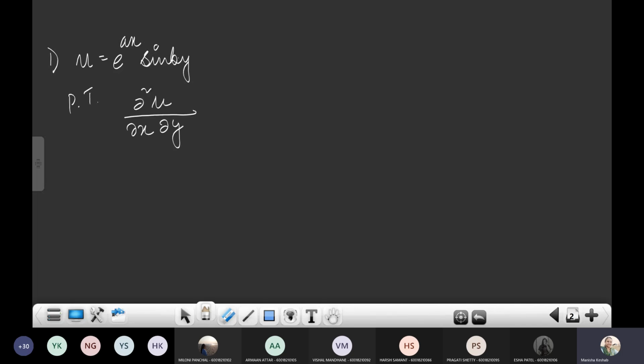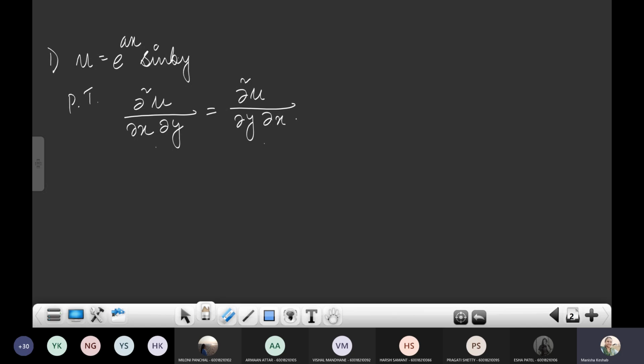So let us try one question. Given u is equal to e power ax into sine by, we want to prove that del square u del x del y is equal to del square u del y del x. If you see, this is our mixed partial derivative, right?